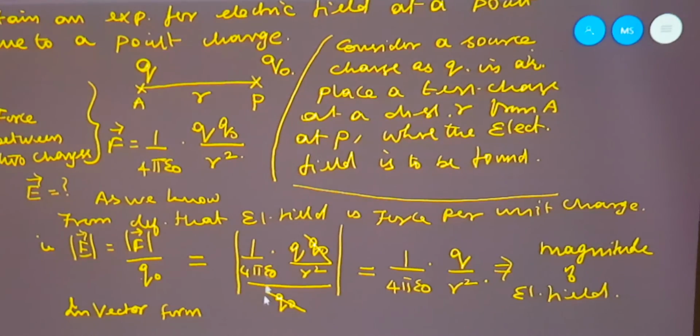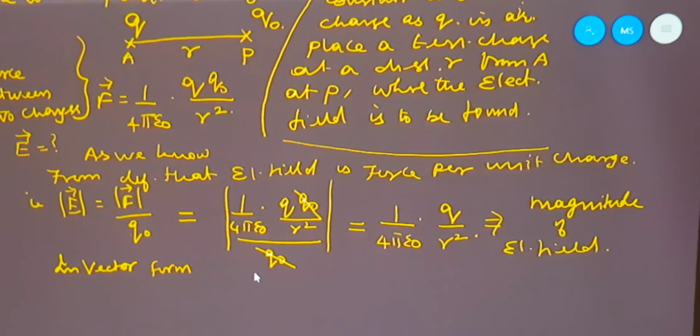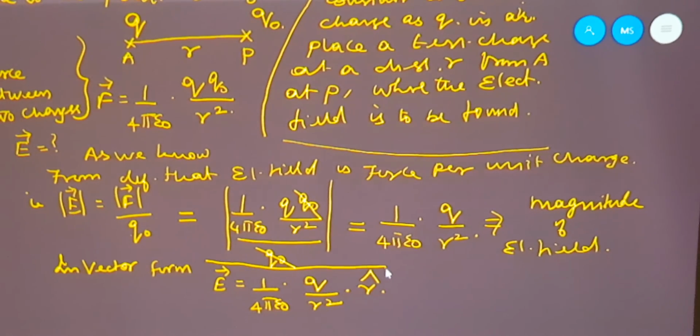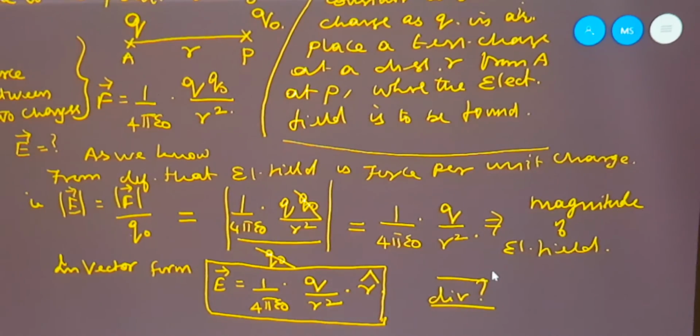If you want to write this in vector notation, how can I write it in vector form? E vector is equal to 1 by 4 pi epsilon 0 Q divided by R square into R cap. So I have written here the electrical field in vector form. I have to state it both in magnitude and direction. What is the direction? That we shall see later on, in the next video.